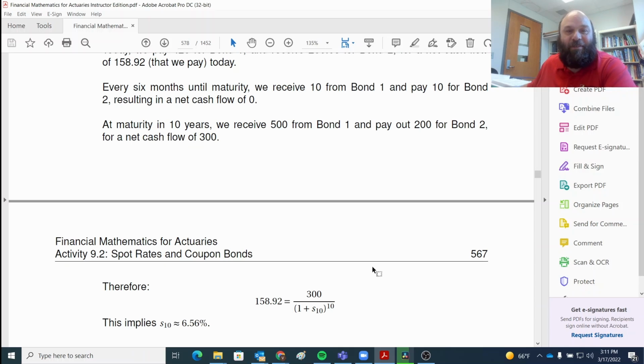So we found our spot rate. So what was the strategy? The strategy was to buy and sell some combination of these things so that we had a net cash flow at time 0 and 10 only. And then we equated those in a way that we valued those consistently, in a way that allowed us to solve for the desired rate.